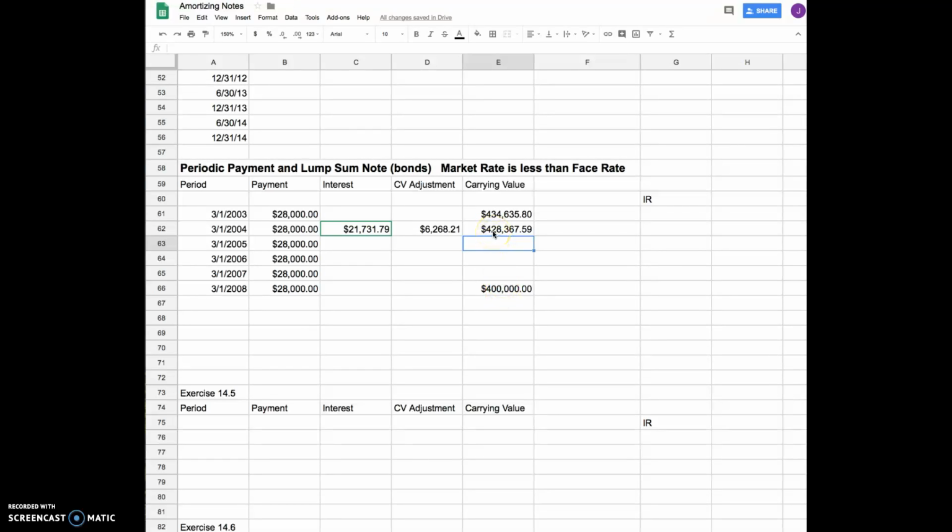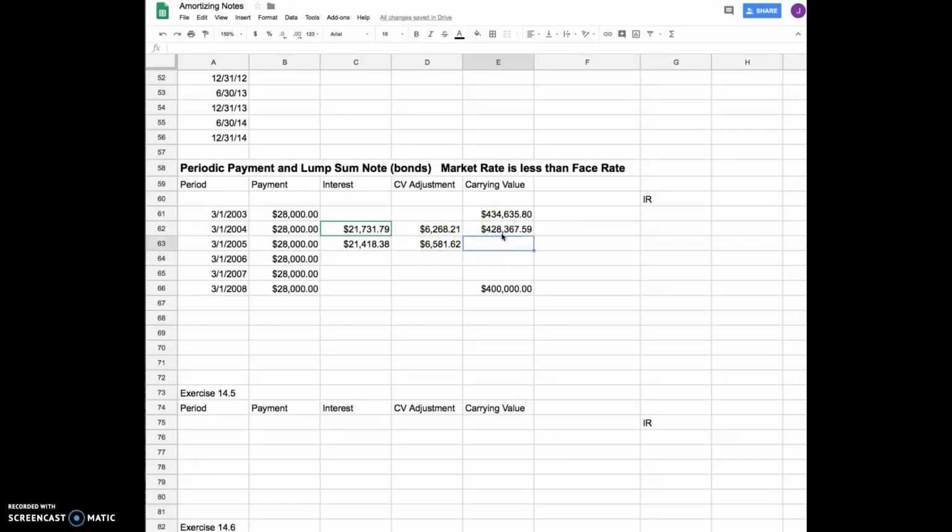All right, so again, for this one, we'll just go equal sign the new carrying value times 0.05. Again, I'll divide it by 1 just to show you. You don't have to actually do that because mathematically that's the same as what that percentage is, but just to show you what it looks like. And then equal sign payment minus the interest. That's our new adjustment.